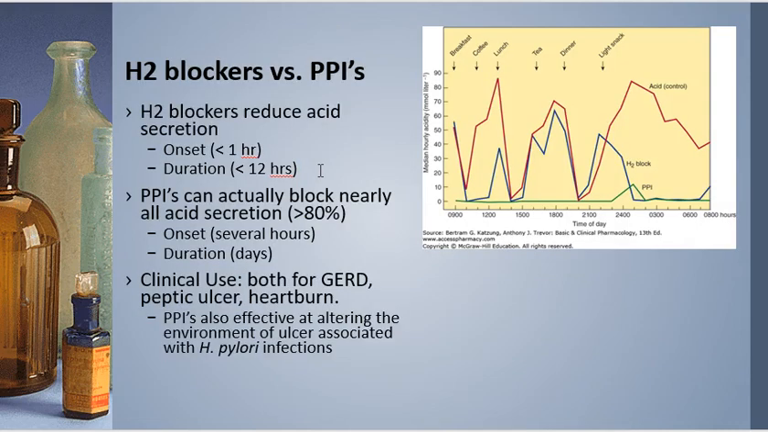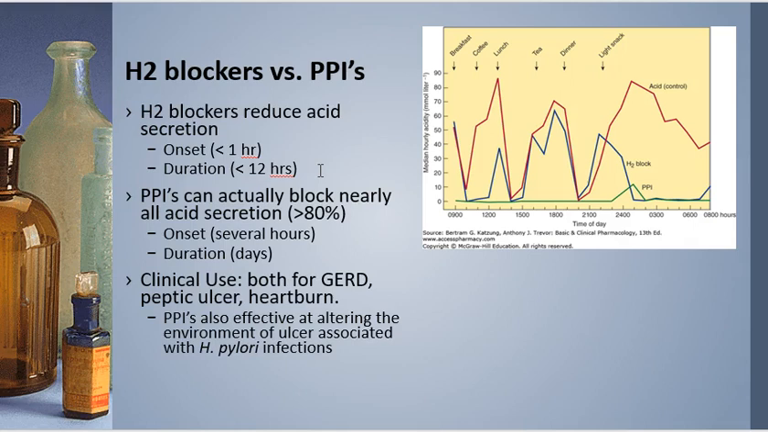So which are better? We talked about H2 blockers versus proton pump inhibitors. Which one would be better clinically? Well, there's a few things to consider. So H2 blockers, we said, reduce acid secretion. The onset of their activity is usually less than an hour, and the duration of their activity, in terms of reduced acid secretion, persists for less than 12 hours.